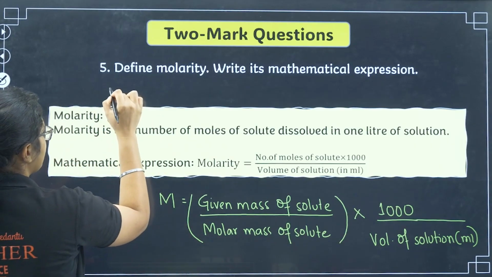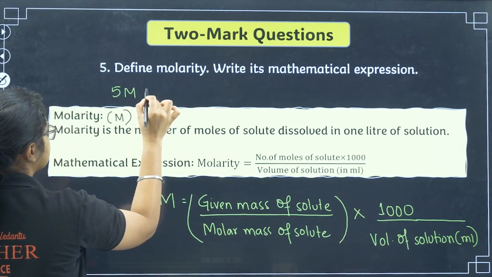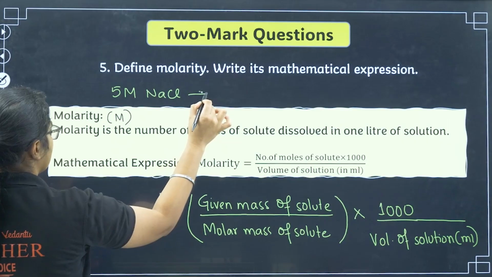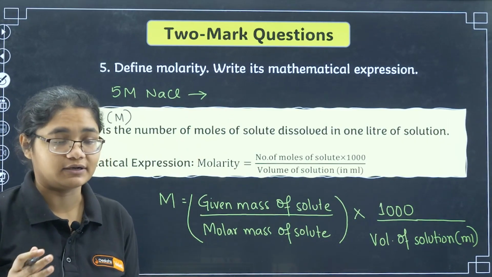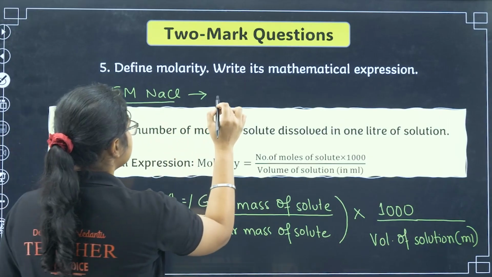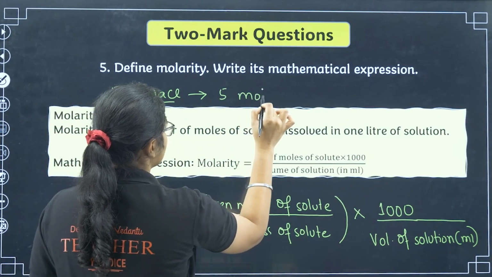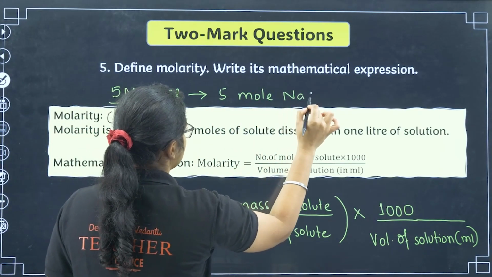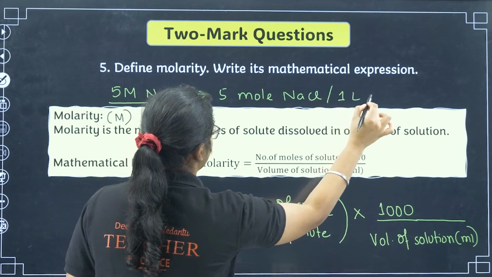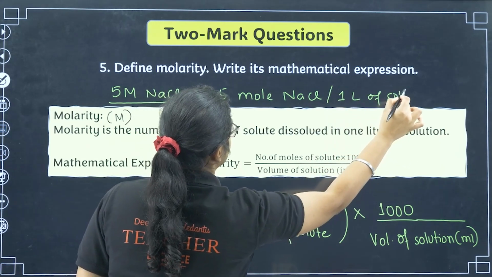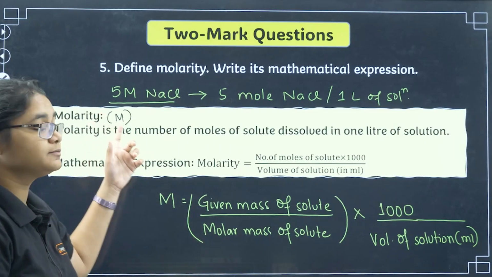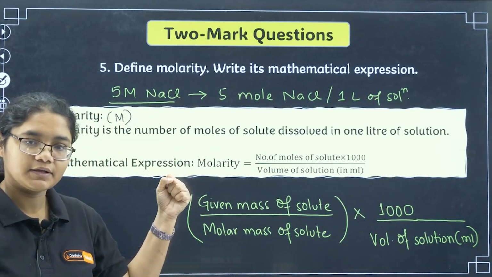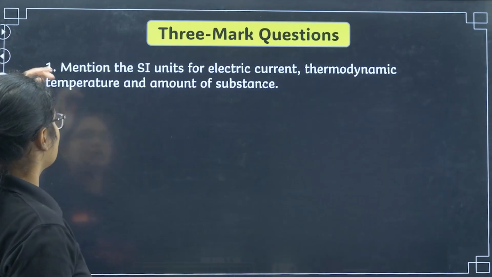Suppose I tell you that a 5 molar NaCl solution is taken. What does this indicate? This is very important when you solve numericals, you have to understand this. When I say this, it says that 5 moles of NaCl is present in 1 liter of solution. That is the meaning or the physical significance of this particular expression. Clear? Let's move to the 3 marker questions now.